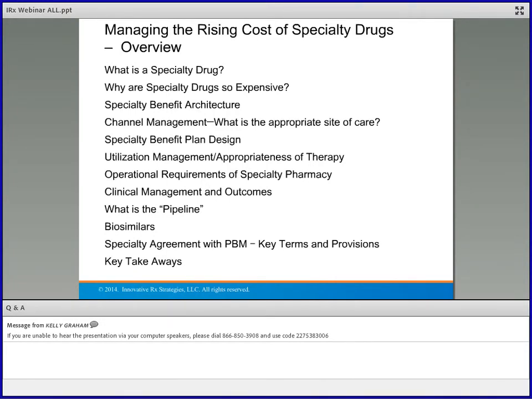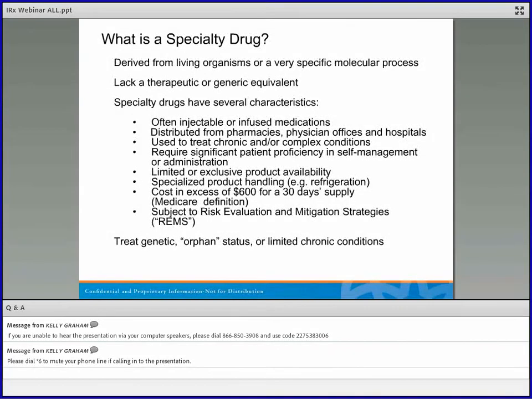The first slide we have here is an overview of the various topics that we're going to be talking about in the next hour, and I hope we get a chance to get through all of it because there's a lot here. But really we wanted to give a broad overview of the specialty field, what's going on, and things that you can do. So the next slide, I'm going to have Greg talk a little bit about what a specialty drug is, because that's really an important thing for all of us to know as you're making decisions.